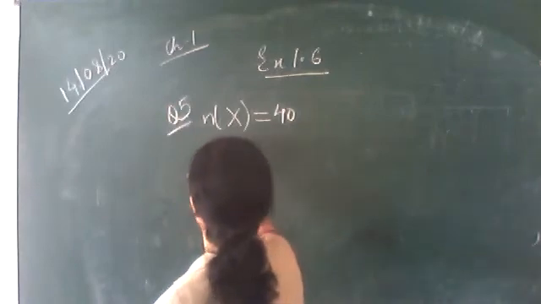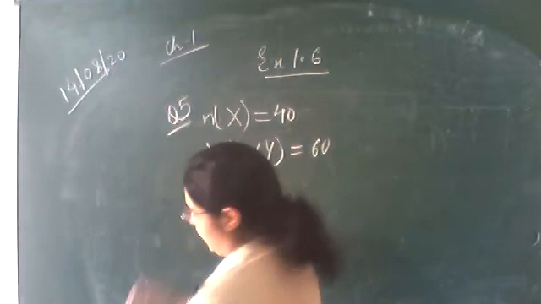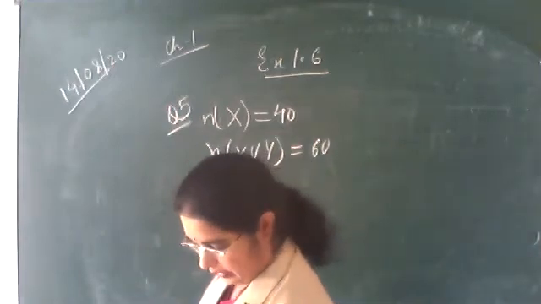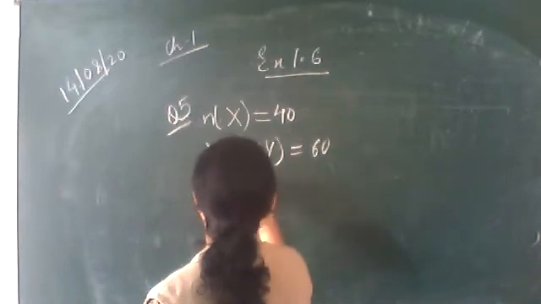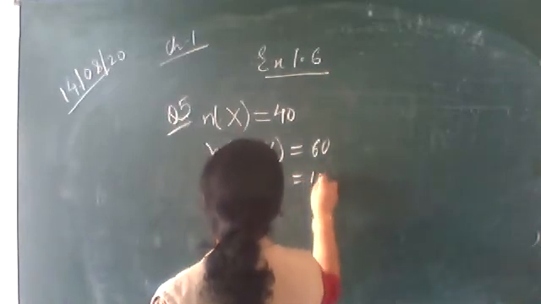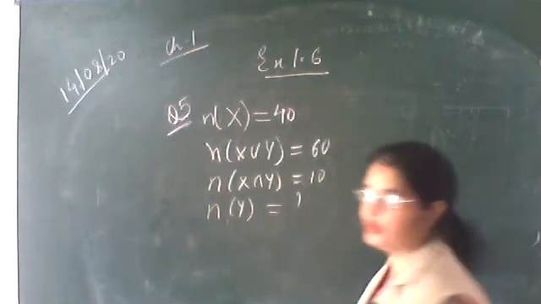They are saying given things are what? Always first write down the given things. X union Y has 60 elements and X intersection Y has 10 elements. Now you have to find n(Y), the number of elements in Y. This you have to find.